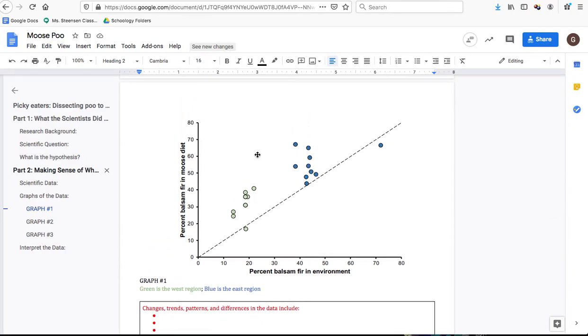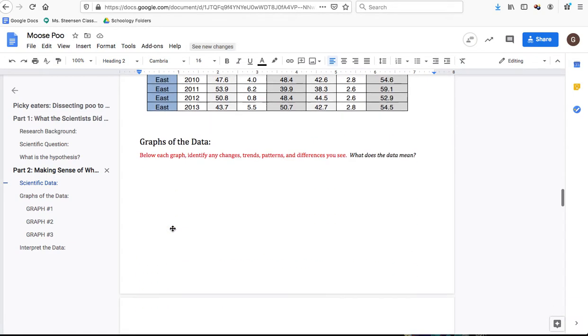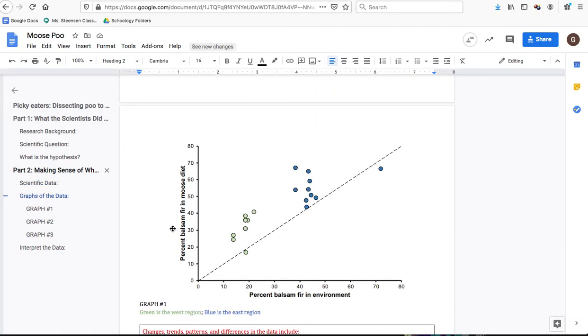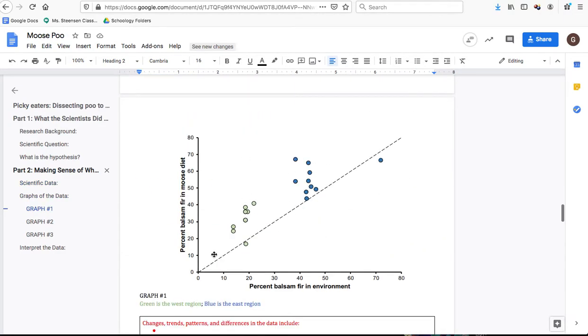Okay, so the way this graph is set up is that we have percent balsam fir in the environment on the x-axis down here. So this 30 equates to 30% balsam fir in the environment. And on the y-axis, we have percent balsam fir in moose diet, so what the moose actually ate. And for each color, you can count them, there are 10 dots of each color. That is the 10 west dots and the 10 east dots for a total of 20. Each of these lines is represented as a dot in this graph.